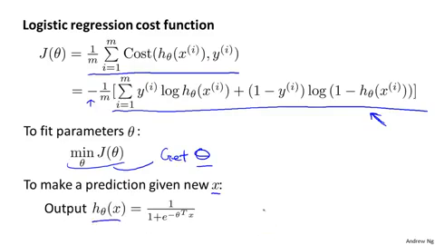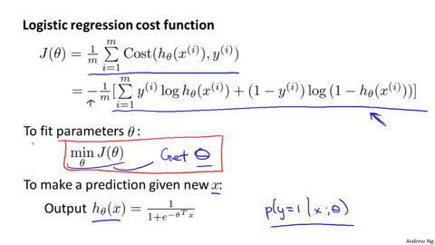And just to remind you, the output of my hypothesis I'm going to interpret as the probability that y is equal to 1, given the input x and parameterized by theta. Just think of my hypothesis as estimating the probability that y is equal to 1. So all that remains to be done is figure out how to actually minimize J of theta as a function of theta, so that we can fit the parameters to our training set.